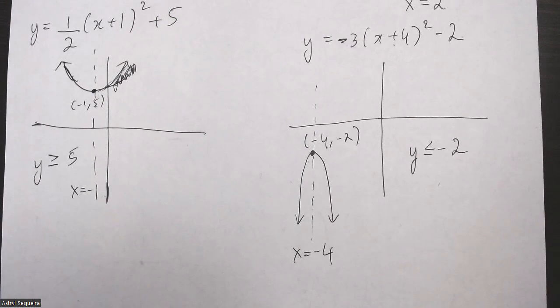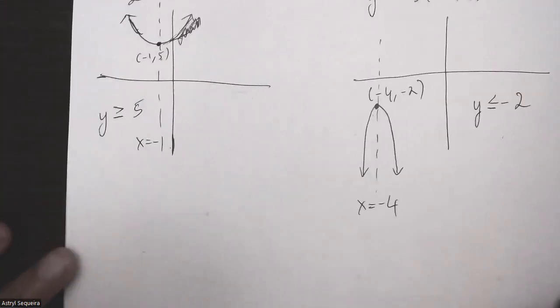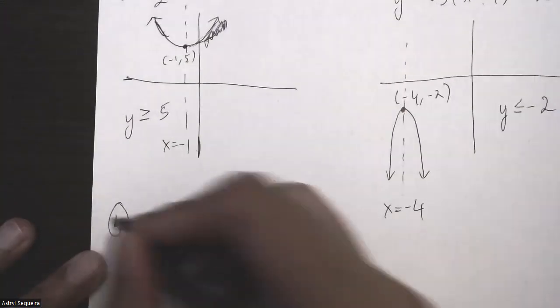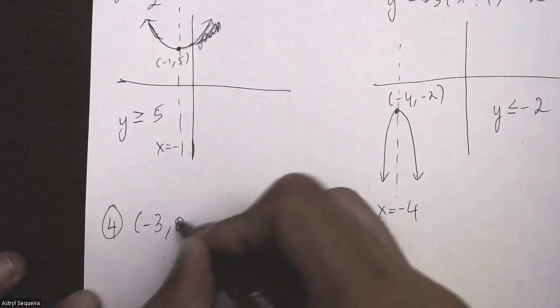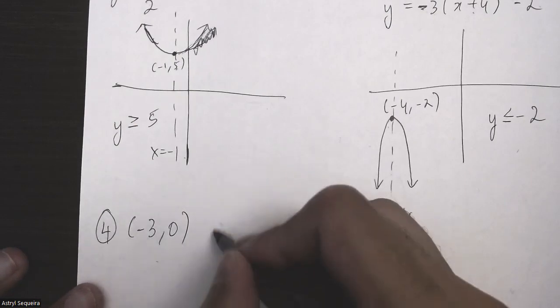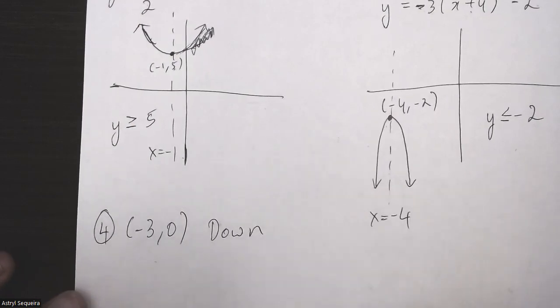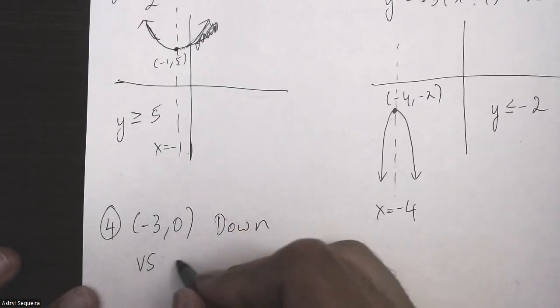Okay, next thing we want to do is be able to write equations given key features of the graph. Let's do a couple of examples of this. There's quite a few different ones. There are simple questions that tell you the vertex is (-3, 0), the graph opens down, and you have a vertical stretch by a factor of 2.